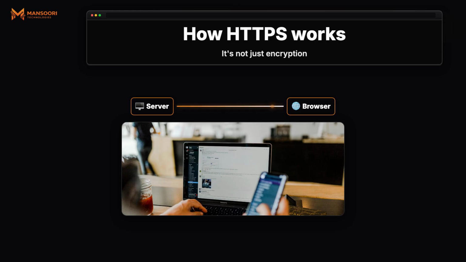When people say HTTPS, they usually mean encryption. But encryption is only one piece. Today, we will unpack what TLS really does, so you understand the handshake, certificates, and why your browser trusts a site in the first place.